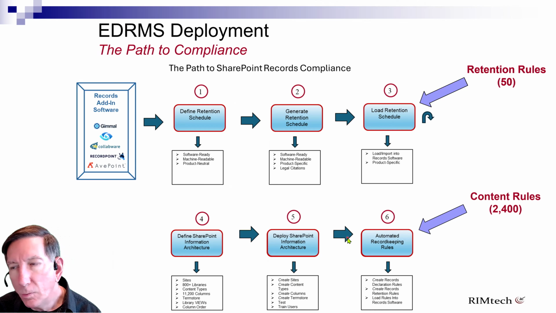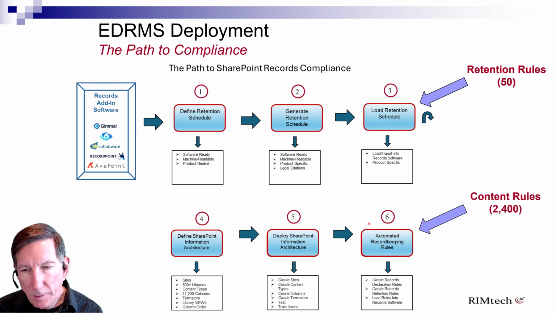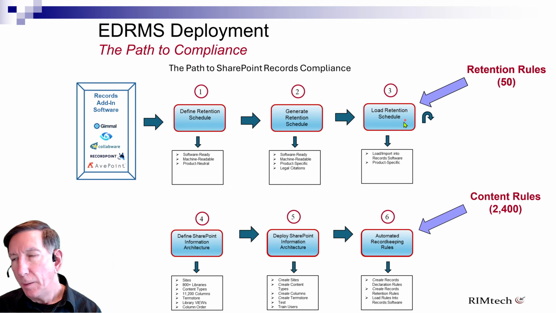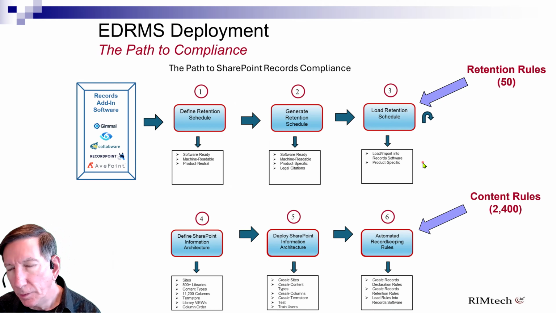And then only then can you get around to automating the declaration and classification. That's done via content rules. And in Purview, they're called auto-apply policies. You cannot do that until you've completed steps 1 through 5. And that's the point people miss. Too many people think this. All I have to do is load the retention schedule into Purview and I'm done. No, no, no, you're not even close to being done. You have to build out the SharePoint architecture and then get your auto apply policies written, a lot of them.